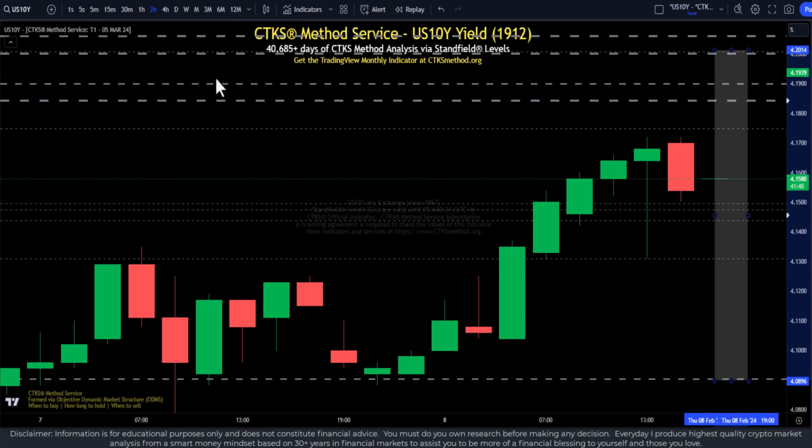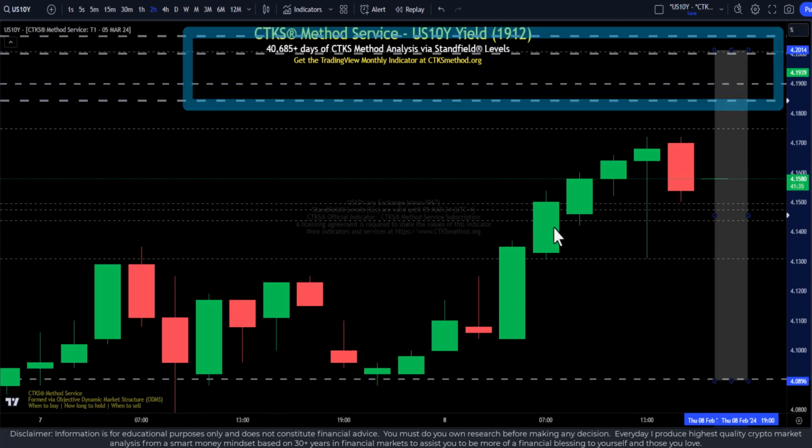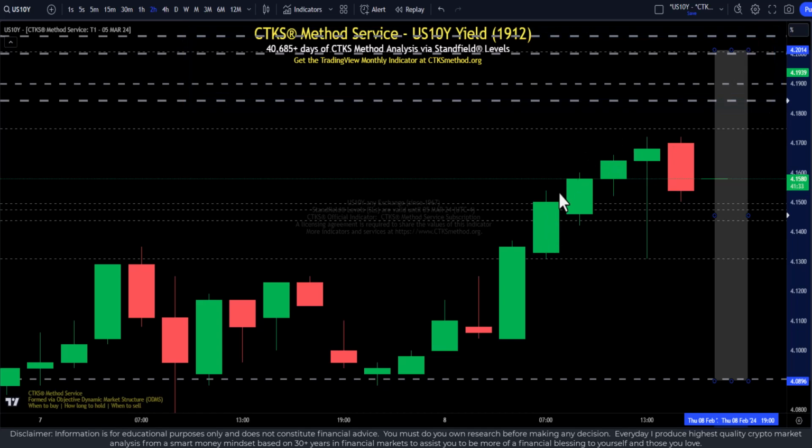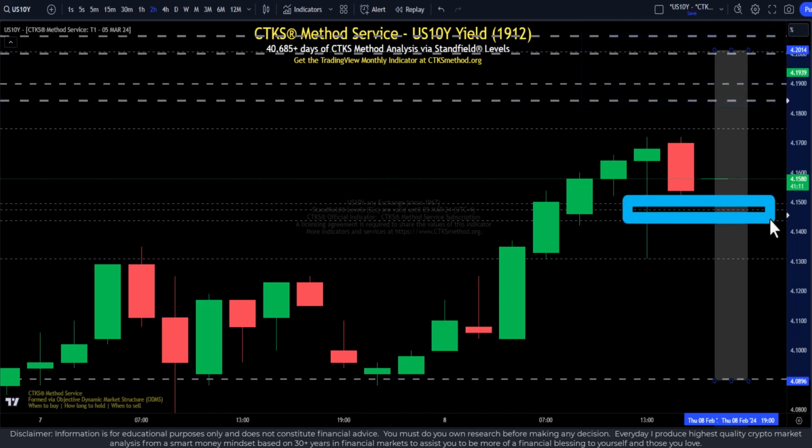We can see that the US 10-year has so much structural overhead resistance. This is exactly why the 10-year has had a lot of trouble getting through this area. And that's what we want. We don't want the 10-year to rally. We can see that there's very strong structural overhead resistance and quite light structural support underneath. If the US 10-year yield starts to break below this 4.14 mark, we could be in for a real rally inside the stock market and crypto.